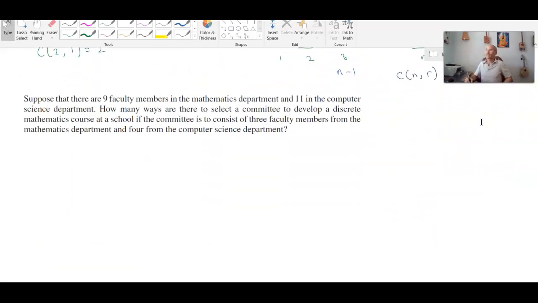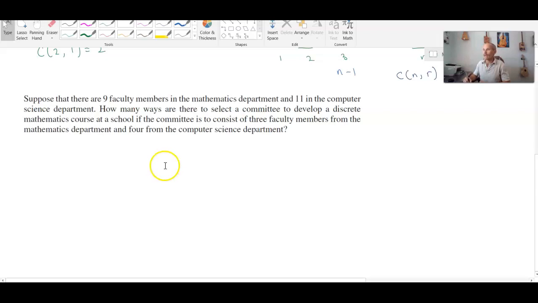In this next example, here we have 9 faculty members who are in the math department and 11 who are in the computer science department. How many ways are there to select a committee to develop a discrete mathematics course at a school if the committee is to consist of 3 faculty members from the math department and 4 from the computer science department?